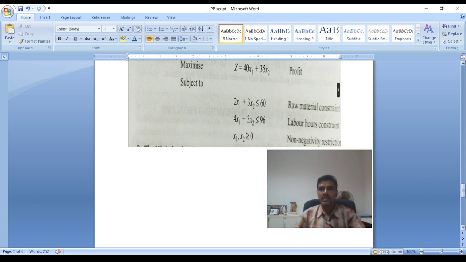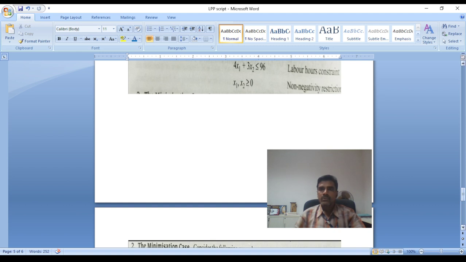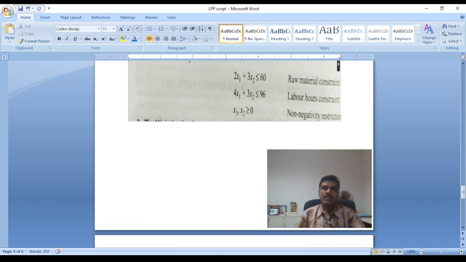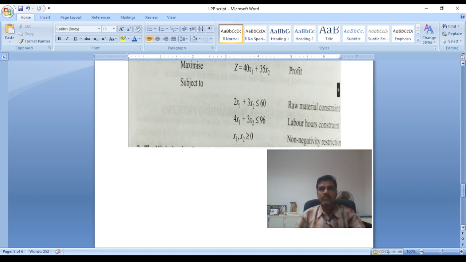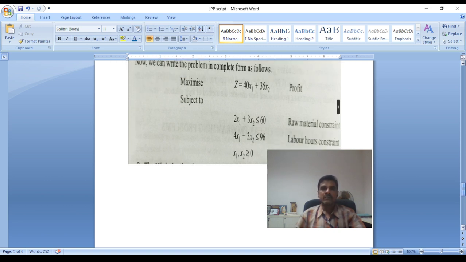The first is the raw material constraint. Product A requires 2 kg of raw materials and product B requires 3 kg of raw materials. So 2x1 plus 3x2, and the total raw material available is only 60. That's why it is given as less than or equal to. So please note down, these symbols are very, very important. In a maximization case, most often it will be less than or equal to 60. Similarly, 4x1 plus 3x2, which is the labor constraint, where the availability of total labor hours is 96.